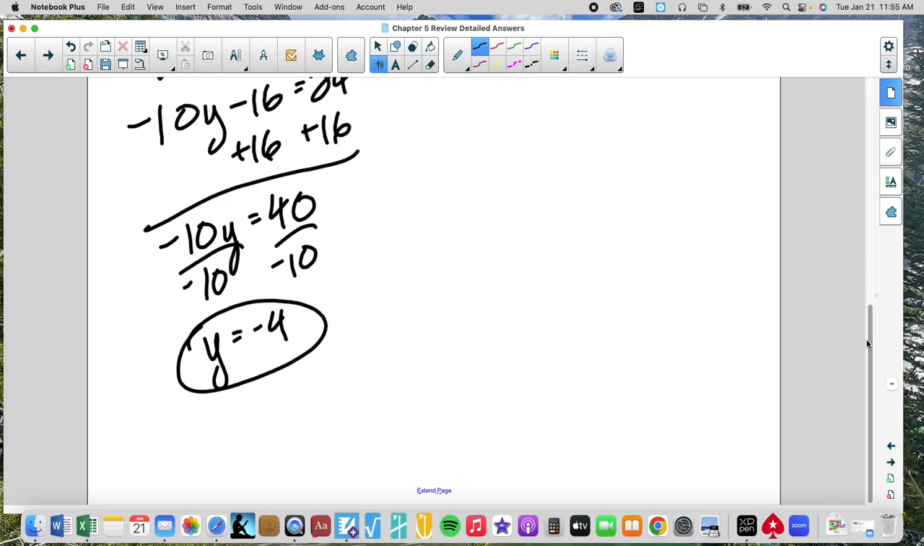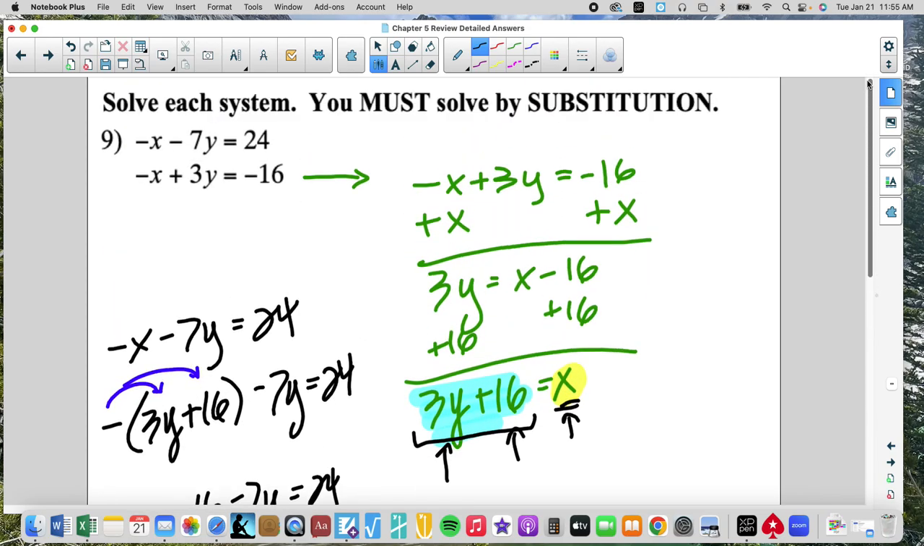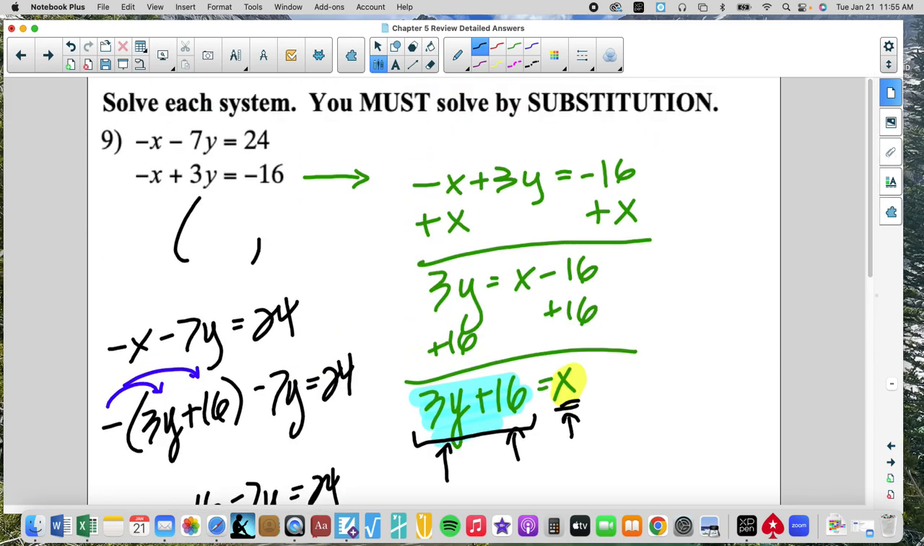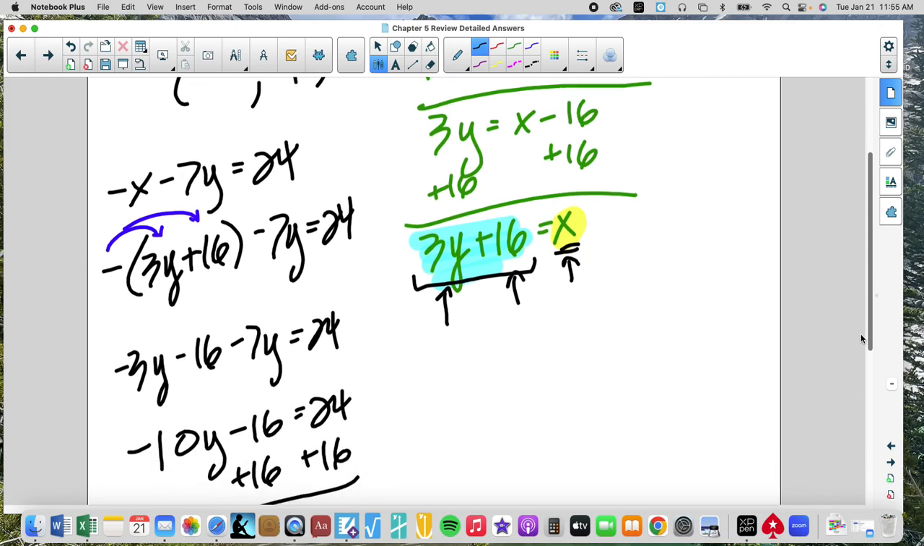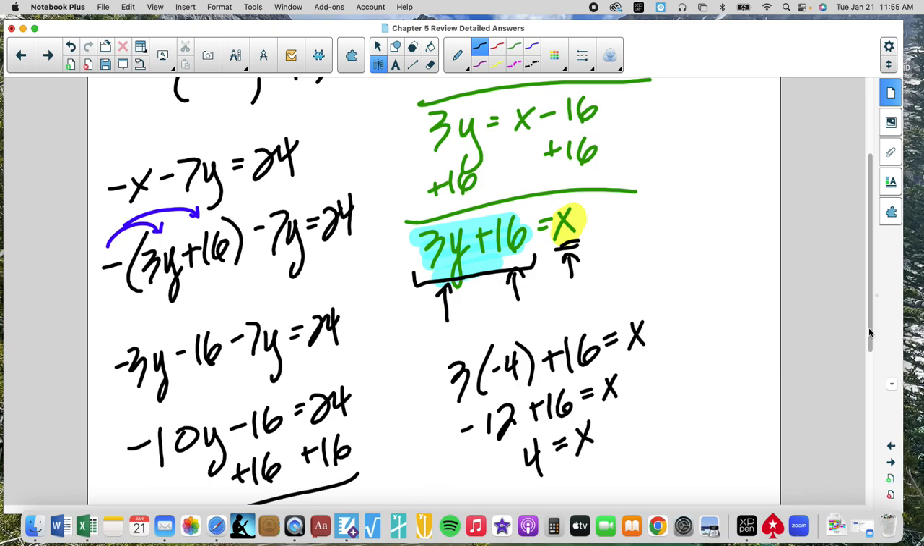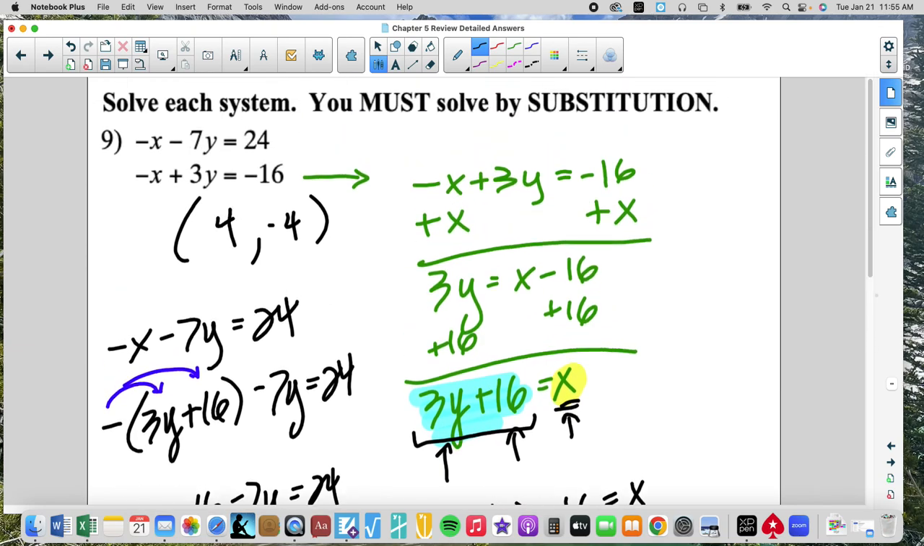So that's the y value in my coordinate, what do I say, negative 4? Negative 4. So the y, remember x, y, don't forget to put the x in the x location and the y in the y location. We can go back to here, and my y is negative 4, equals my x. Negative 12 plus 16 equals x. 4 equals x. So the location is 4, negative 4.